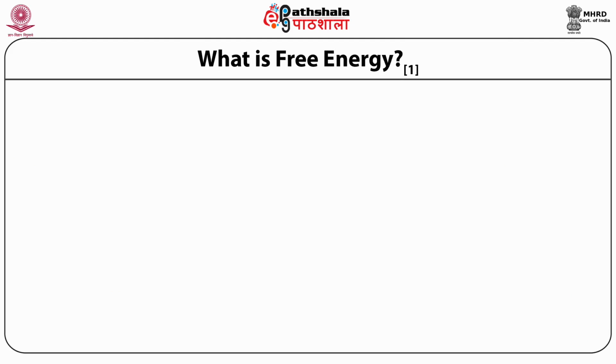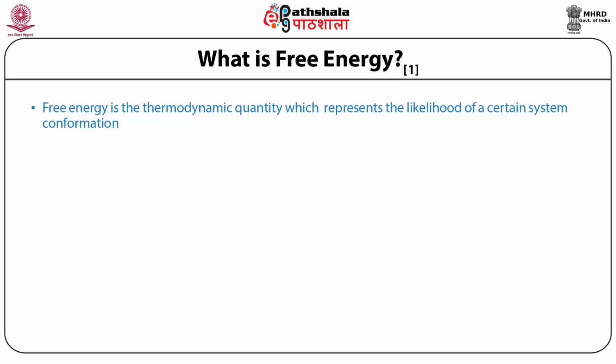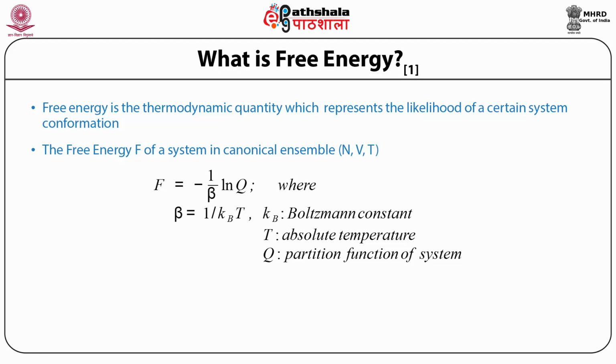Well, we should start with the concept of free energy. What is free energy? Basically, free energy is a thermodynamic quantity, a state variable, which represents the likelihood of a certain system conformation. Something like free energy F of a system which is a canonical ensemble NVT, meaning number, volume and temperature, then F should be given by 1 by beta, where beta represents the Boltzmann constant and the temperature, ln Q. Q represents the partition function of the system.